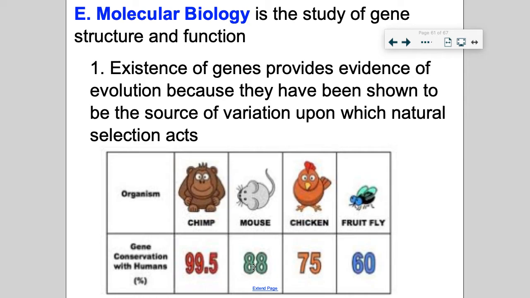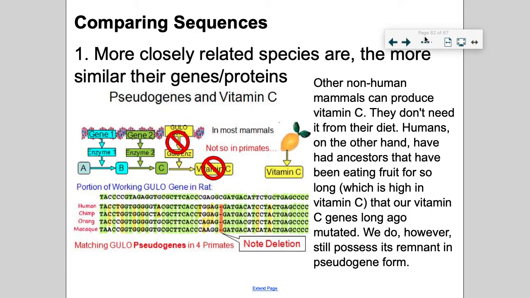Mice, 88%. In fact, that number has now been higher. I just taught this in my college biology class a few weeks ago, so that number is actually a lot higher than 88. Chicken is still around 75%, and fruit fly is around 60. So we use mice a lot in research because we share a lot of the same genes. Okay, so yeah, kind of cool. So the more closely related species are, the more similar their genes or proteins are.